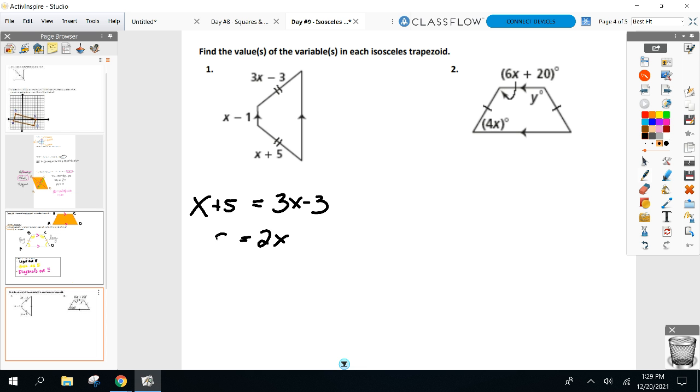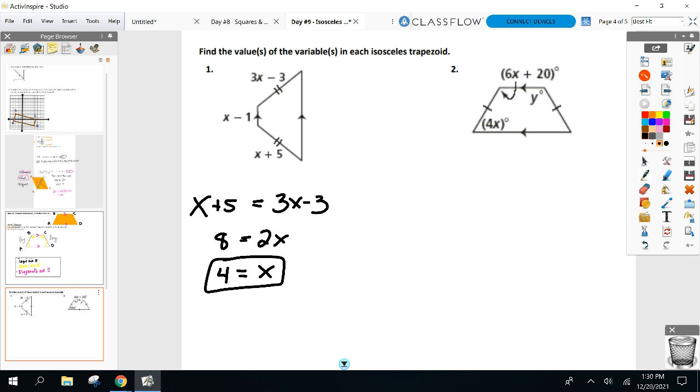2x equals 8. Ooh, tough one here, huh? x equals 4. We just had to find the value of the variables. Yep. All right, good. I'm going to let you guys go on number 2, but let's just talk about it briefly.